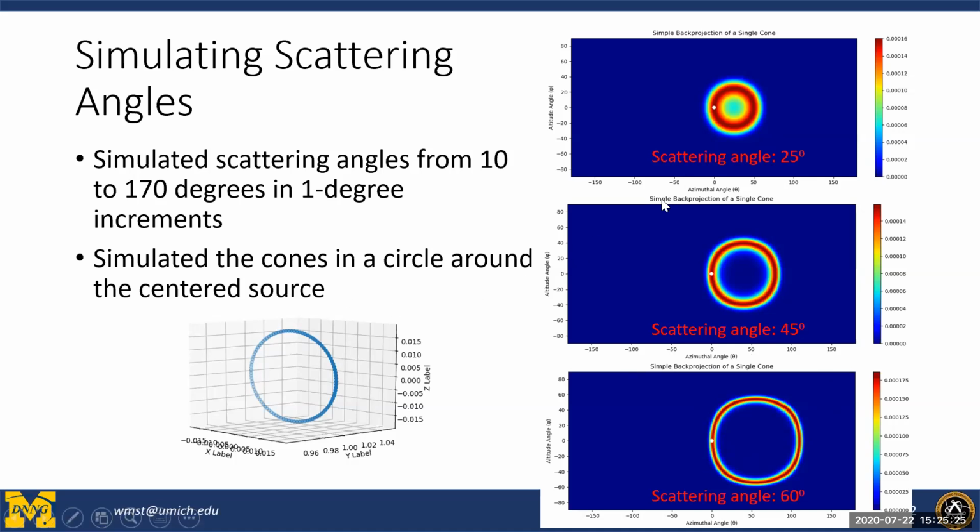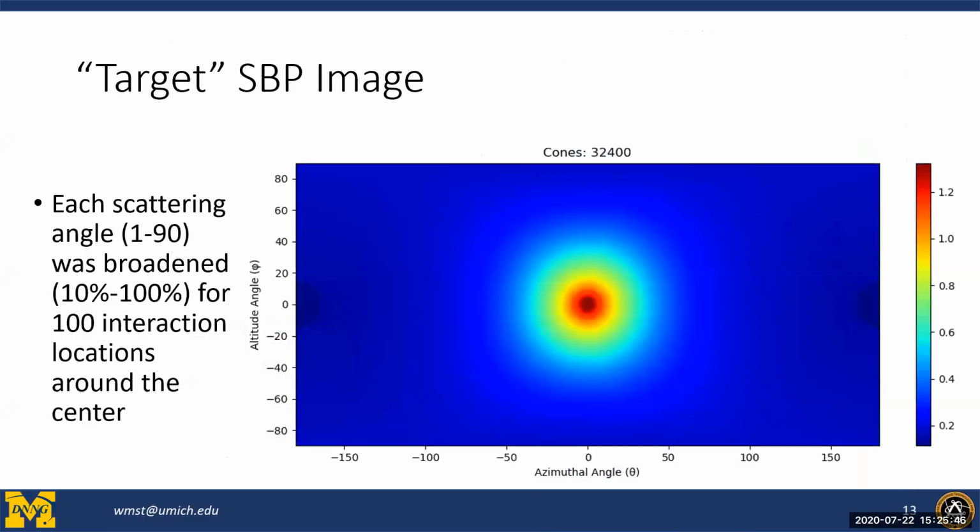And we are varying our scattering angles from 10 to 170 degrees. At each one of these angles, for each one of the points going around them, we will then simulate all of our angles from 10 to 170 degrees, and then with relative uncertainties from 10 to 100%. And when we do that, we get something that looks like this.